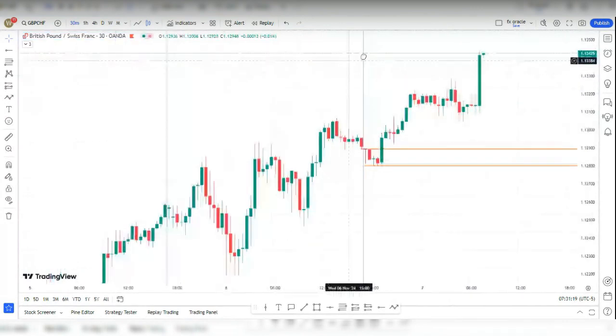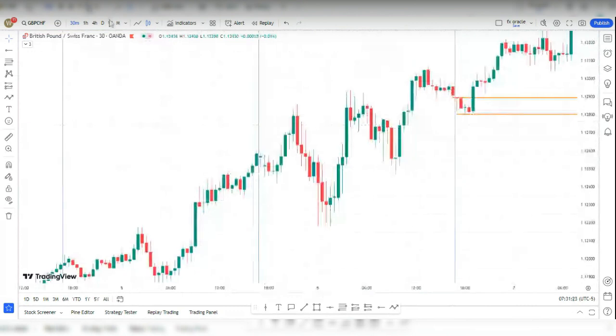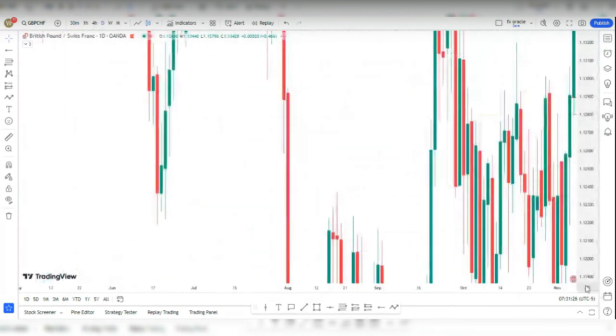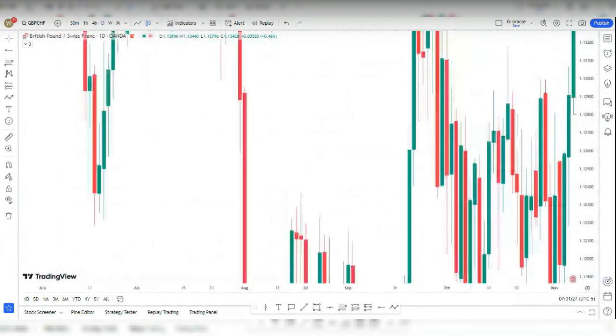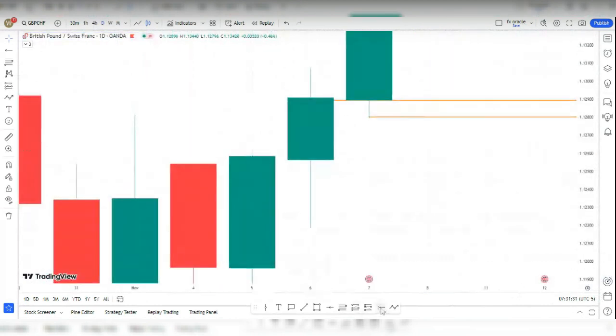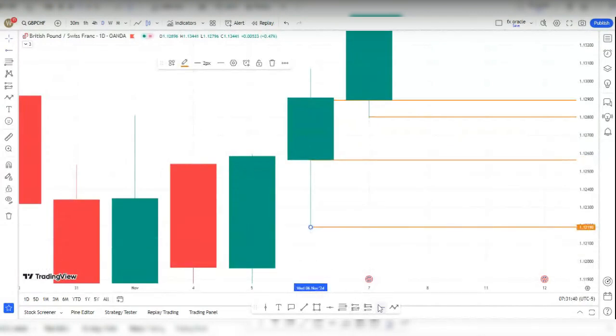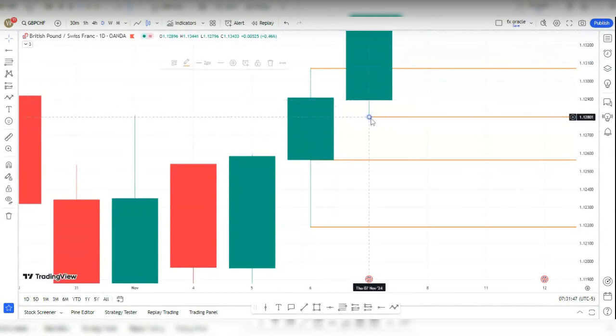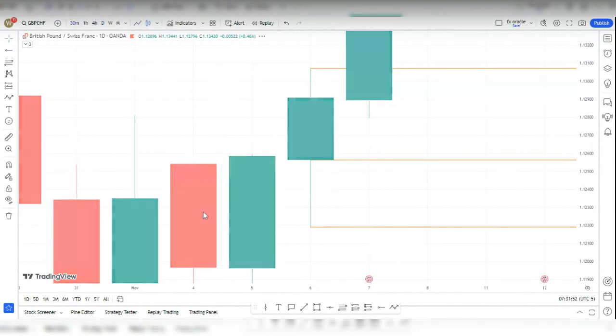All right. Let's look at another example, which is this one. Let's go back to the daily time frame. You can see this particular candle. This is the opening price. This is the wick, the low, and this is the high. Let me take out this one and this one so that I will not get confused. So now let's go down to 30 minutes.